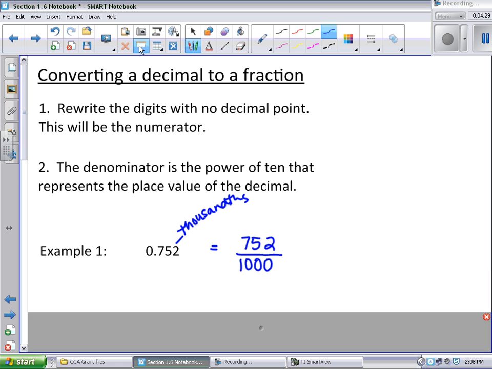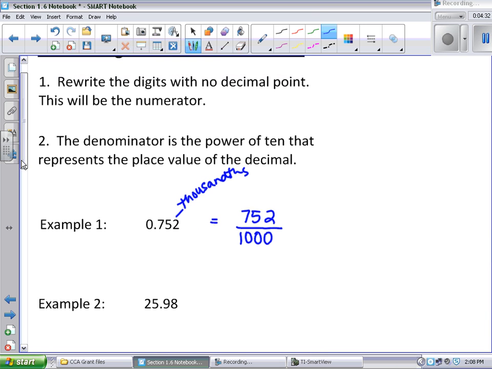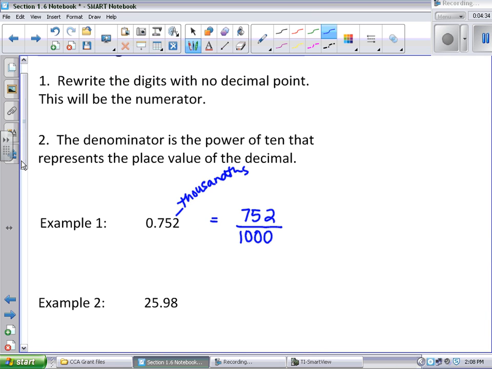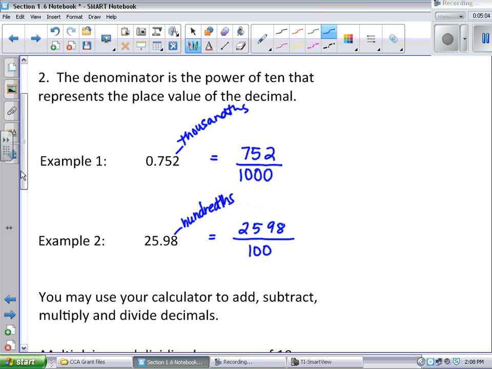Let's look at example 2. Example 2 says we have 25.98. Again, we're going to rewrite this with no decimal point, 2598, our fraction bar, and in the denominator we have to identify now which decimal place did we go out to. This was the hundredths, right? Tenths, then hundredths, so we're going to make 100 our denominator. And that's how you convert a decimal into a fraction.